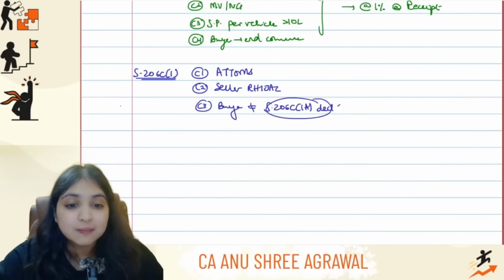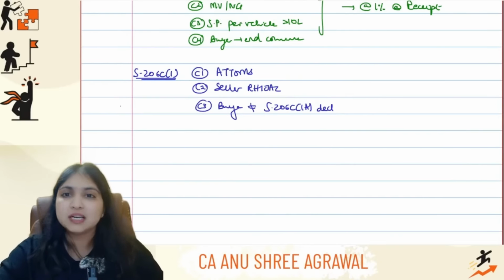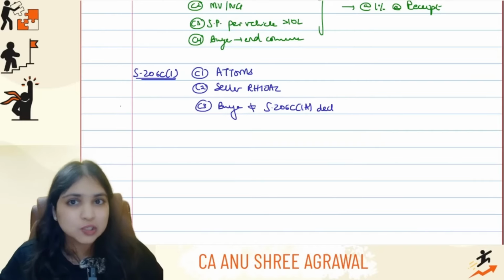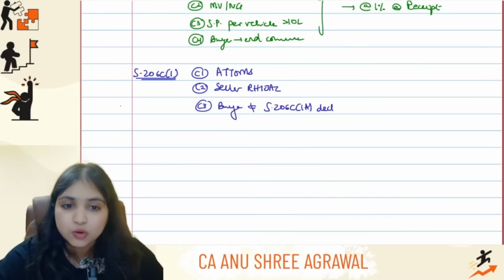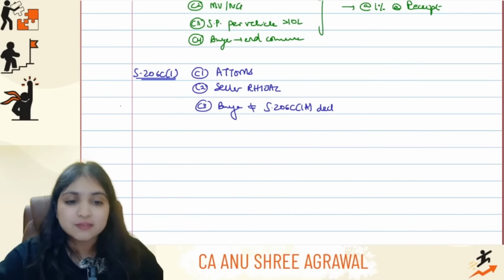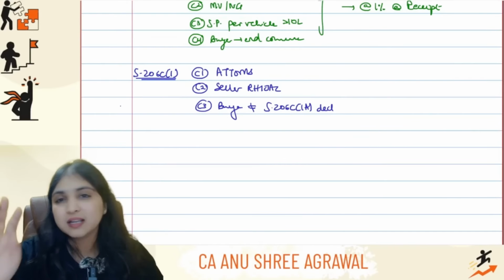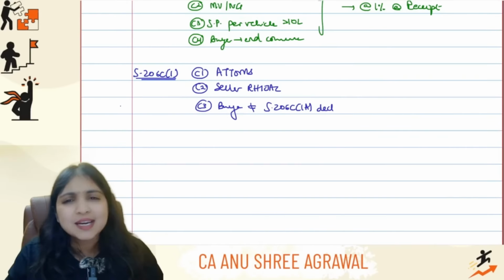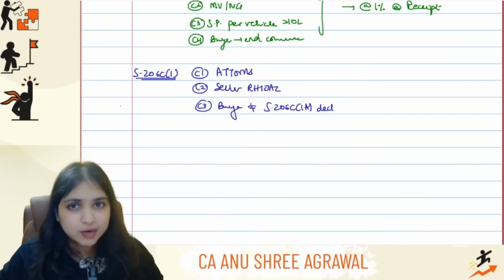But this declaration can be given only for ATOM. You can't give this declaration for other goods like motor vehicles and all. It's only for ATOM. So if this declaration is given under any section for that transaction, TCS will not apply, but TDS may still apply if 194Q conditions are fulfilled.